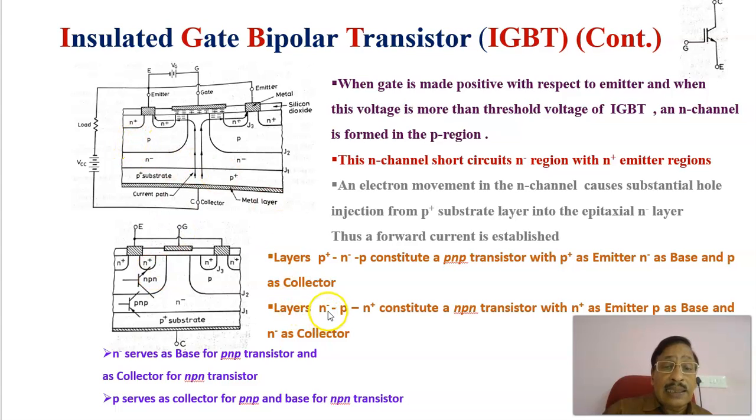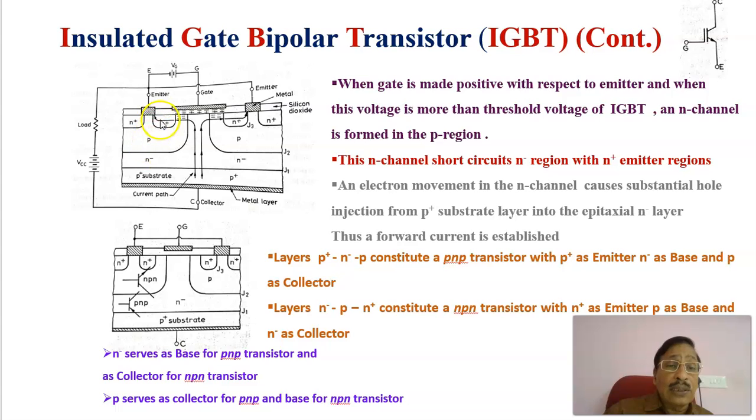that is the layers N minus, P, N plus, will be constituting another, a NPN transistor, with N plus as the emitter, P as the base, and N minus as the collector. Therefore, these three will be constituting a PNP transistor.